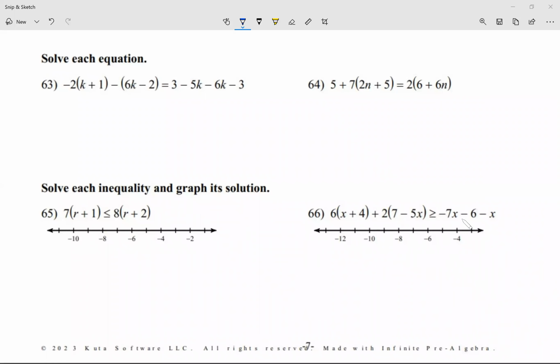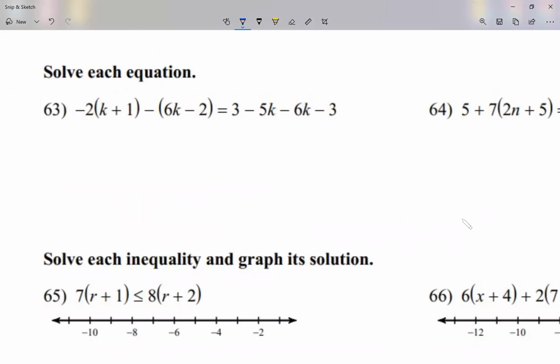Okay, so we're gonna be looking at variables on both sides of the equal or inequality side, and we're gonna see more than one parentheses. In this case, we're gonna see two parentheses. So this is as hard as the questions can be. This is the hardest it can be, but I promise it's not that hard.